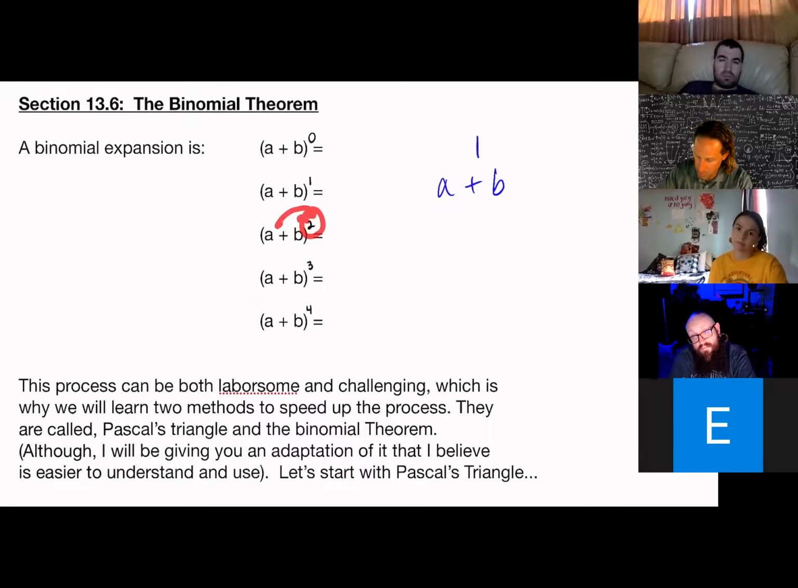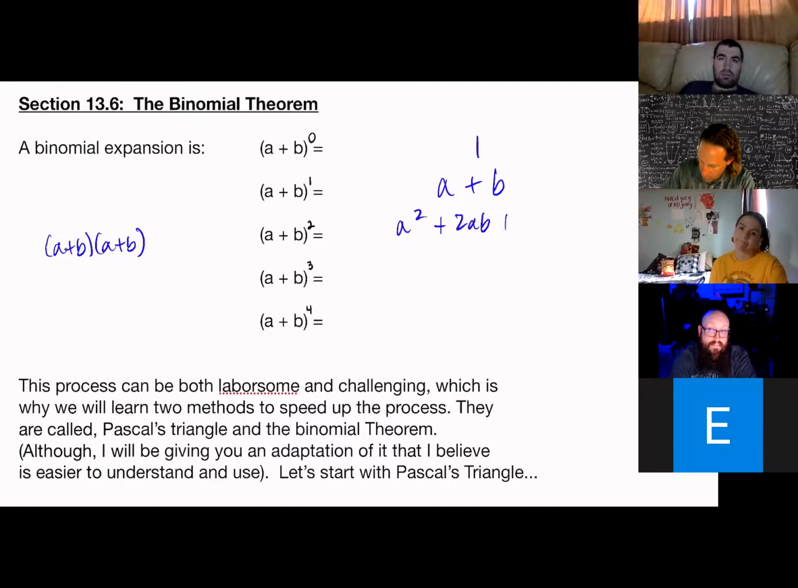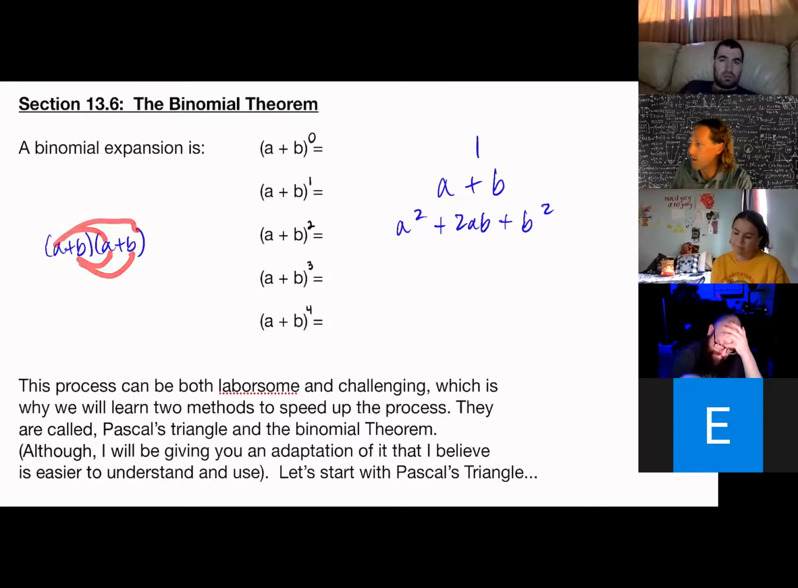Do I just get to square each piece? No, very good. Remember, that means a plus b times a plus b, which if we distribute twice, we get a squared, plus 2ab, plus b squared. It's a squared, an ab, another ab, which is where the two ab's came from, and then a b squared.